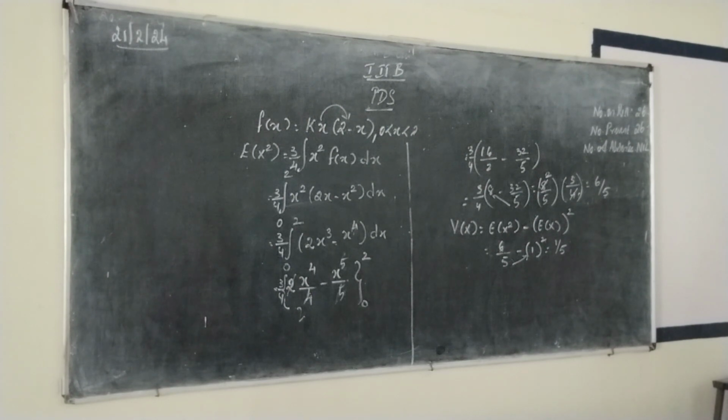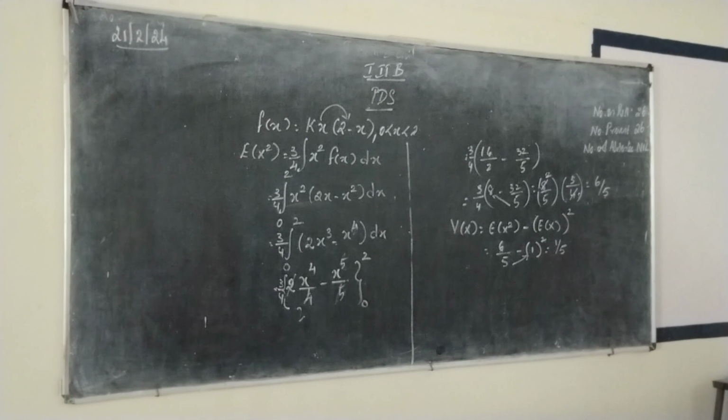You all know what is the distribution function? Summation? Not addition. Why? This problem is continuous or discrete? Continuous. For continuous, you find the distribution function. What is the formula? Capital F of x is equal to integral from minus infinity to x of f of x into dx.